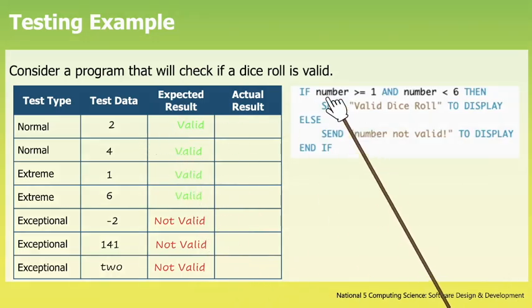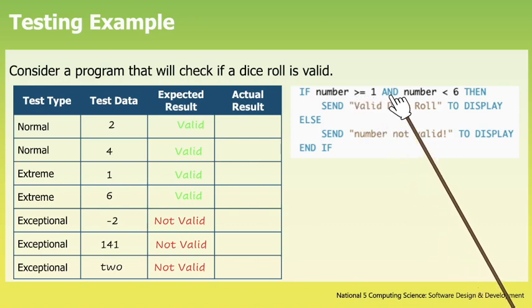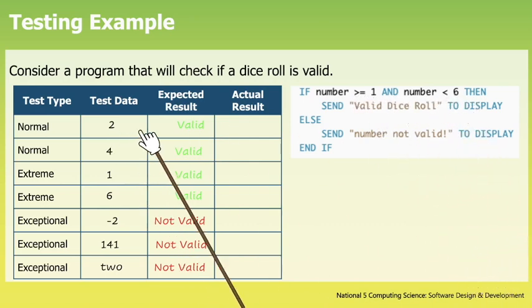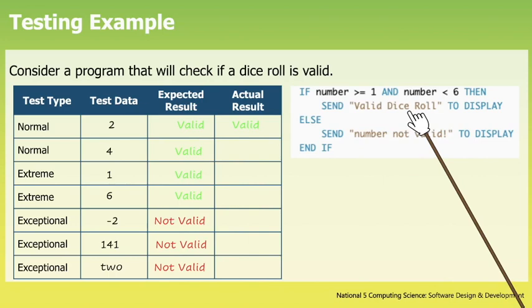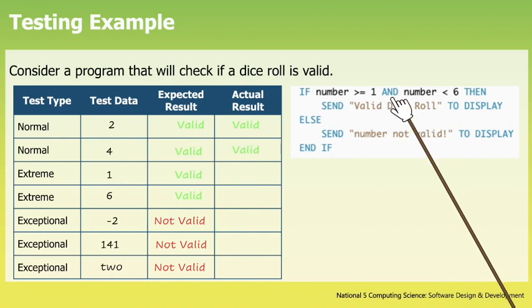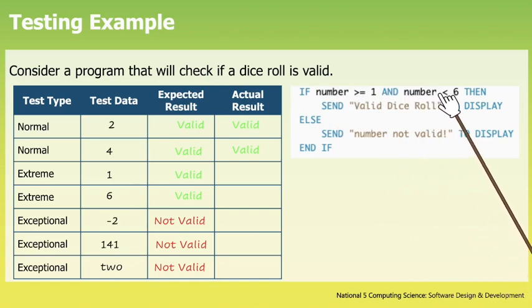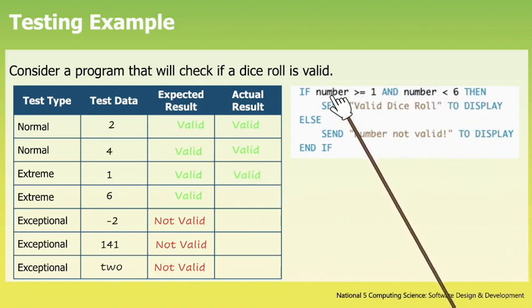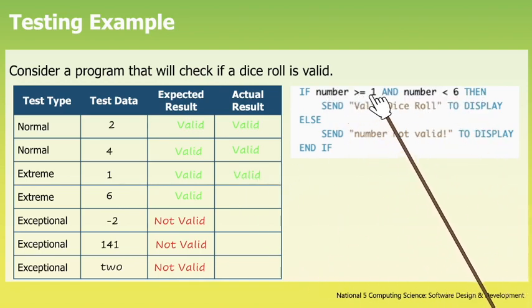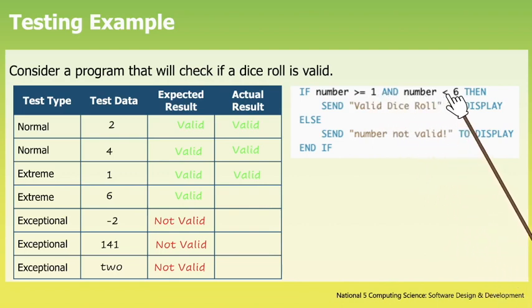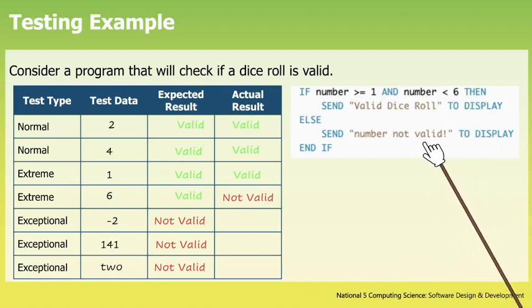So if I enter if greater than or equal to 1 and less than 6, well, the number I've entered is 2, so that is valid. I've entered 4, that is going to be valid. 1 is valid because it is greater than or equal to 1 and less than 6. 6 is not valid because while it is greater than or equal to 1, it is not less than 6.